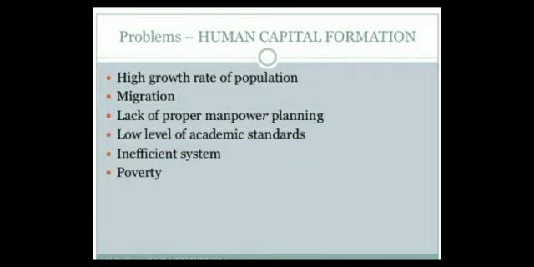Poverty. Poverty is the main reason that people cannot do proper work in this field. So the resources allotted to the formation of human capital have been much less than the resources required.